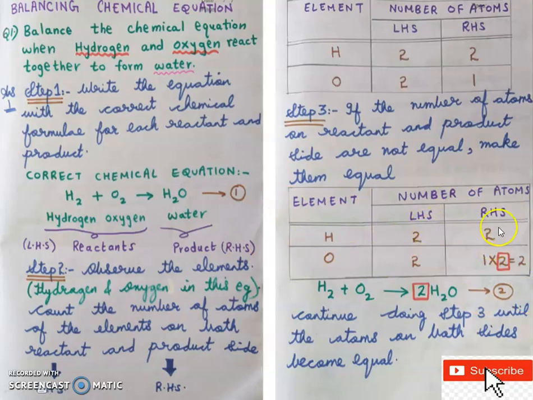On the LHS and RHS, hydrogen was already balanced. I have written 2, 2. Now in the case of oxygen, the LHS is 2 only. What am I changing here? I am just changing the RHS of oxygen. So 1 multiplied by 2 is 2. Why am I changing the RHS of oxygen? Because here I have 2, so here also I have to make it 2. So 1 into 2 is 2.